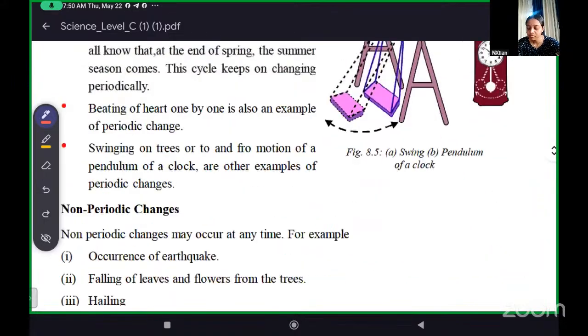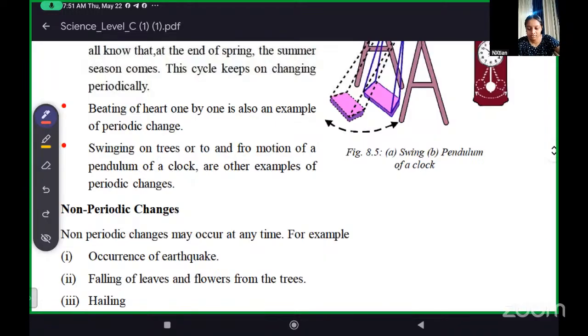Then, when a heart beats, it is also an example of periodic change: the contraction and relaxation of the heart. It happens at a rhythm, at a particular time, right? It doesn't happen that the heart contracts and stays in the contracted position and then relaxes after 2 hours and then contracts again after 4 hours. No, it has a particular time for its contraction and relaxation. So it is another periodic change. Then the swinging of trees.